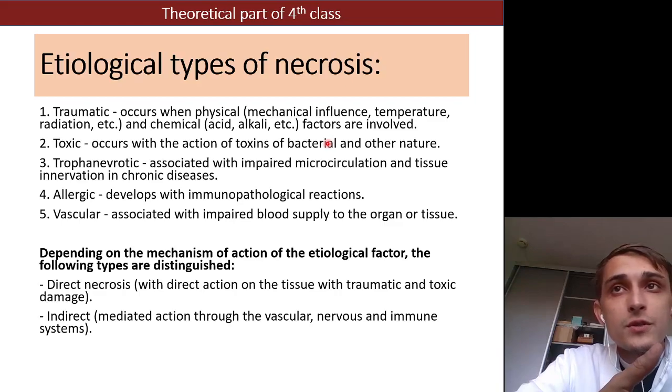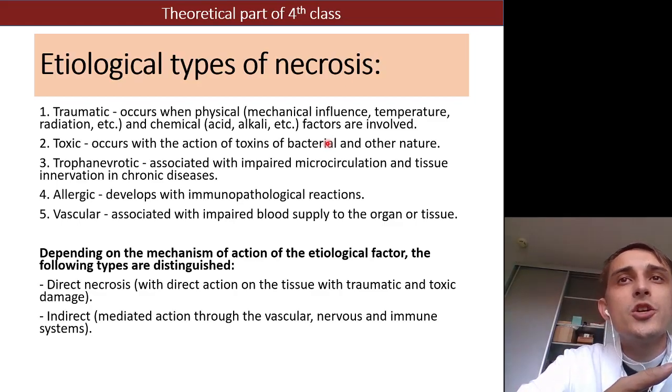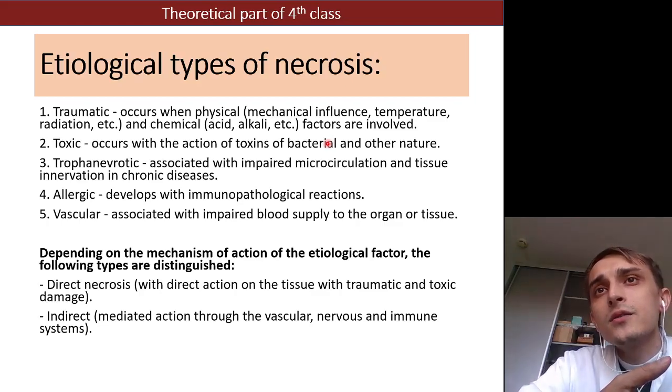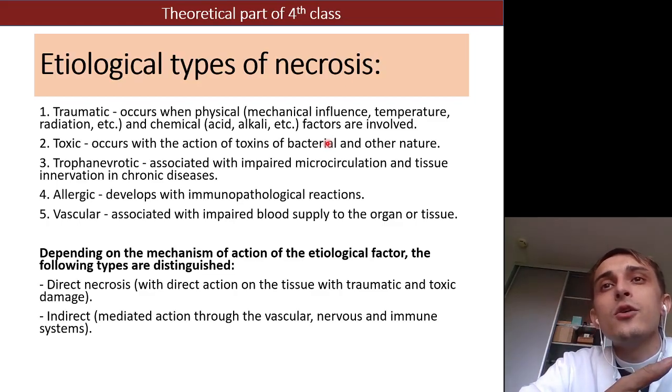The third variant is trophoneurotic, and it is associated with impaired microcirculation and tissue innervation in chronic diseases. This type of necrosis is typical for degenerative diseases. For example, we may see trophoneurotic necrosis in case of diabetes and in case of alteration of peripheral nerves in our body, and we will see formation of ulcers and other areas of necrosis in our bodies. The fourth type is allergic.